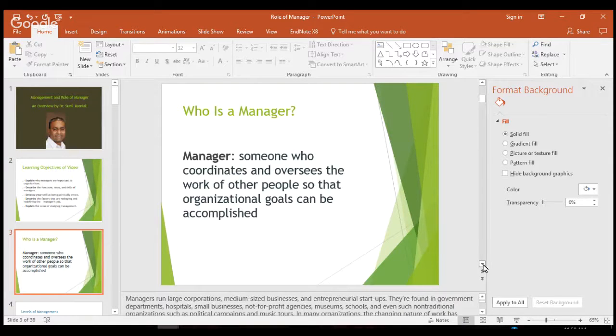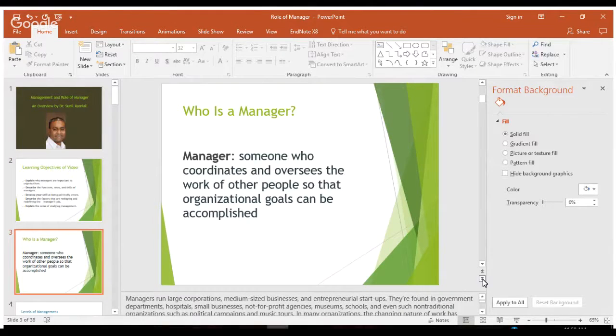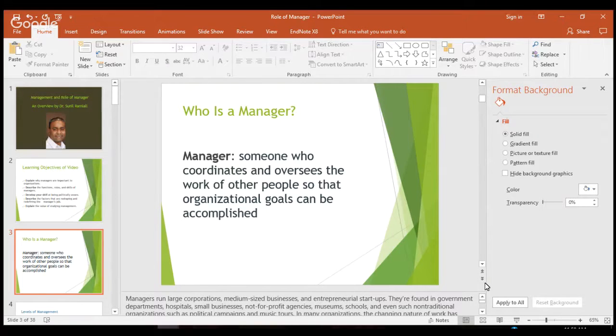So first we ask, what is the role? First of all, we ask, who's a manager? And we find a manager is someone who coordinates and oversees the work of other people so that organizational goals can be accomplished. Quite basic. That's the role, in essence, of a manager. Someone who coordinates and oversees the work of others so that the intent of the organization can be achieved.